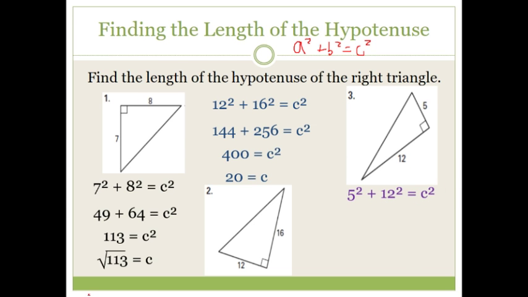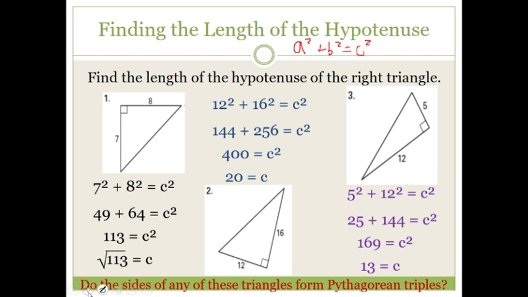So 5 squared plus 12 squared is equal to c squared. 25 plus 144 is equal to c squared, and so the square of the hypotenuse is equal to 169. So I take the square root of both sides and I get that the hypotenuse is 13.